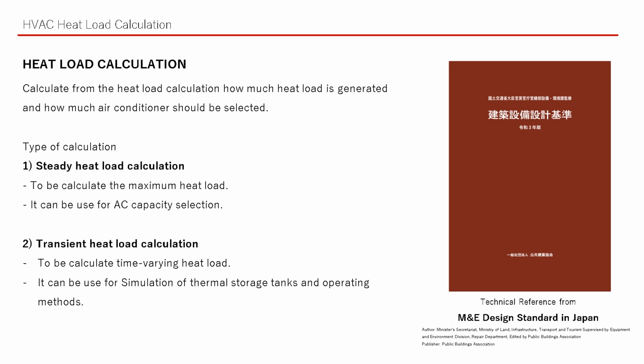There are two types of calculation. First is steady heat load calculation. It calculates the peak load and is used for AC capacity selection. Second is transient heat load calculation. It calculates the time-varying heat load and is used for simulation of thermal storage tanks and operating methods. This time, we will introduce steady heat load calculation based on the Brown Book.